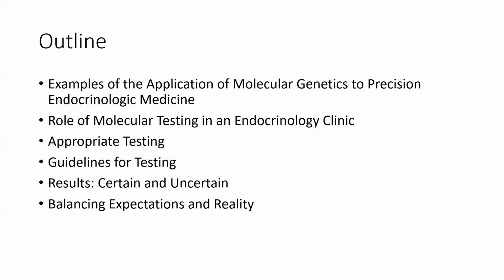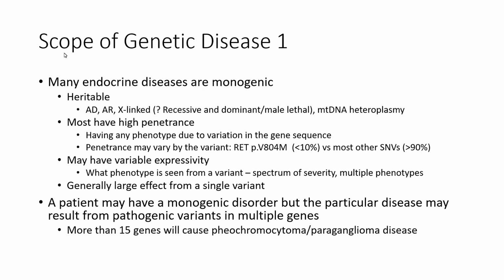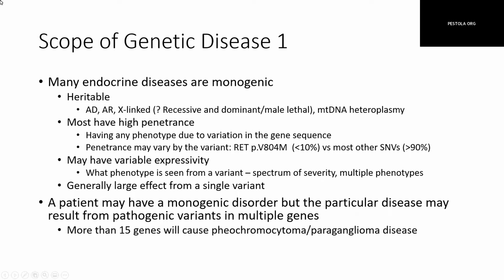where are the guidelines? We always like guidelines. What are the results and the balancing of your expectations and reality? So what's the scope of genetic disease? Well, many of the endocrine disorders, especially in the pediatric population, are monogenic.